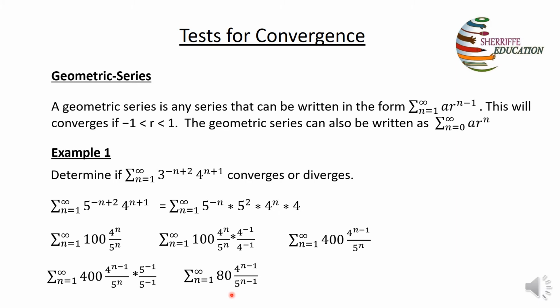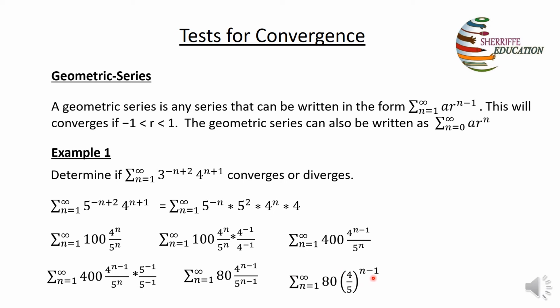And once again, using our knowledge of indices, we can write this simply as the sum from n is equal to 1 to infinity of 80 times 4 divided by 5, all raised to the n minus 1. So both of them have the same powers, so we can just write the power once, put it in brackets and write the power once. I hope you guys remember that law of indices.